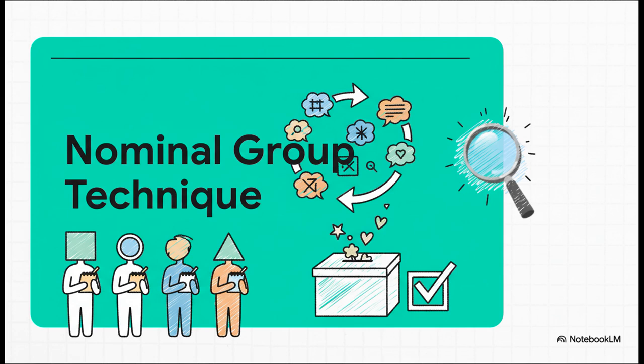Here's how it works. Everyone starts by silently writing down their own ideas. This step is so critical because it gives the introverts and the deep thinkers a real equal voice. Then, you go around the room sharing one idea at a time. And finally, you vote anonymously. It's basically a democratic engine for making decisions.